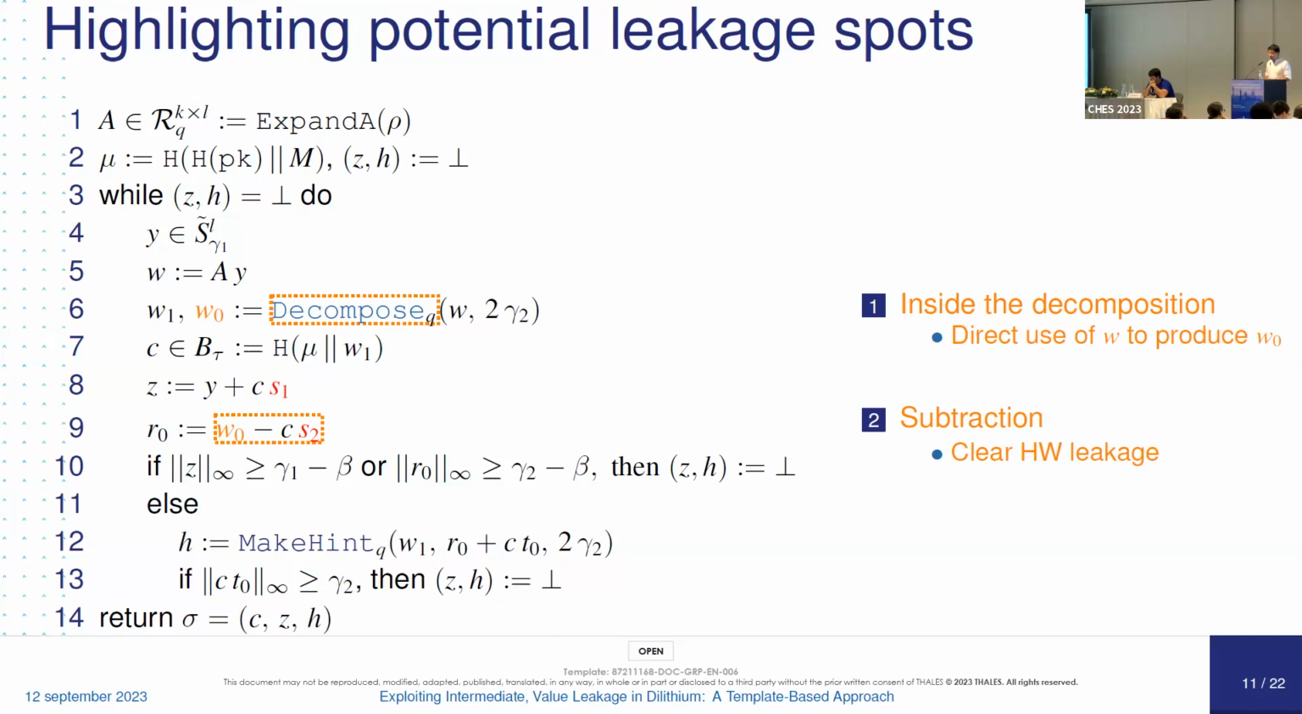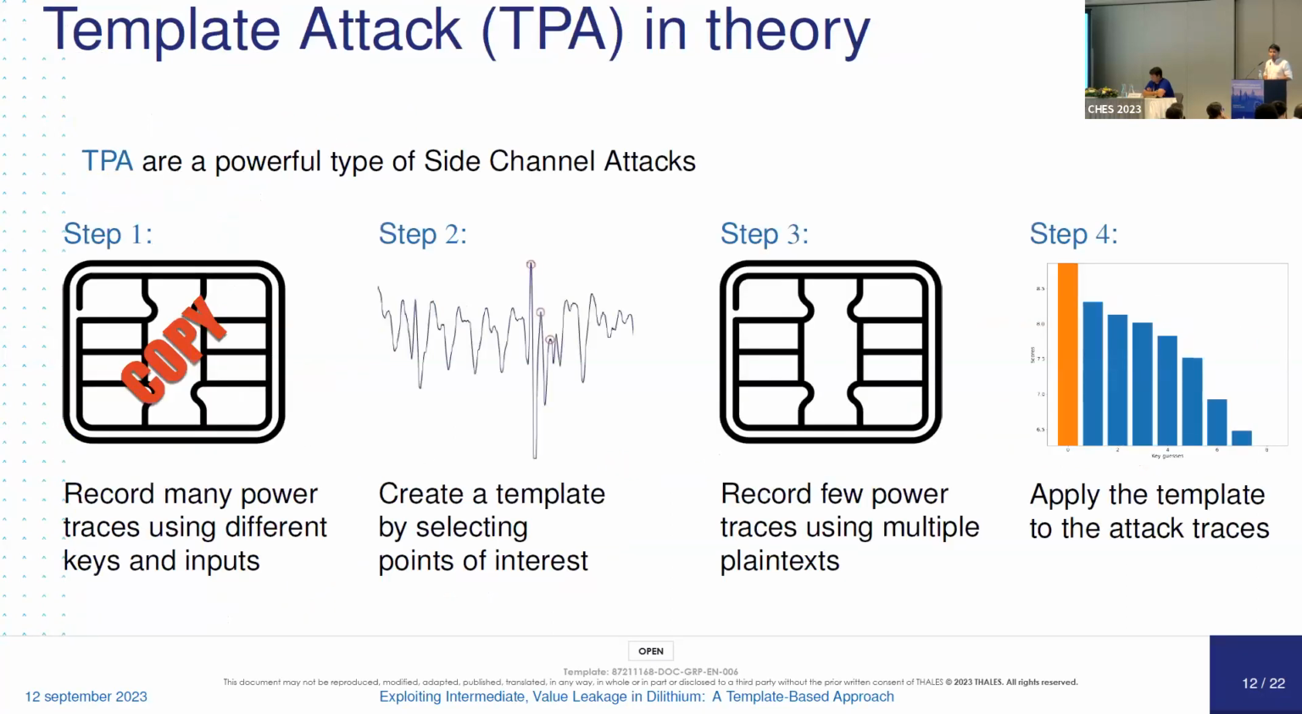Okay, so now that we know which operation to target, we will need to distinguish for W0 equal to 0. And as we were planning to work on an open platform with a public implementation of Dilithium, the natural choice to exploit this leakage was to use a template. So template attacks are generally considered to be the most powerful type of side channel attacks, and they can be summarized into 4 main steps.